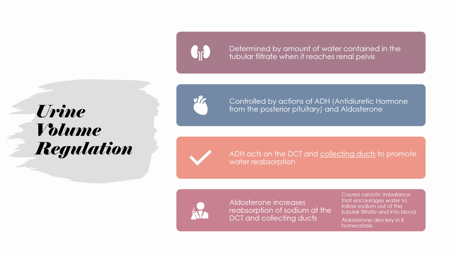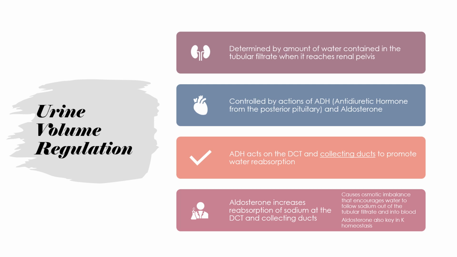All right, the volume regulation. So what regulates it? Well, it's determined by the amount of water contained in the tubular filtrate when it reaches the renal pelvis. It goes in, it does some cool things, it comes out. And it's controlled by the actions of the antidiuretic hormone from the posterior pituitary gland and also aldosterone. Make sure you remember your endocrine hormones because yes, they're important.